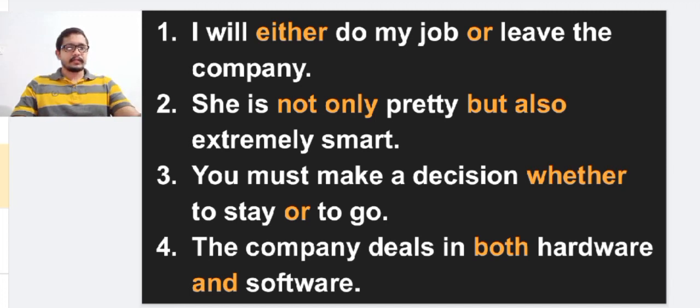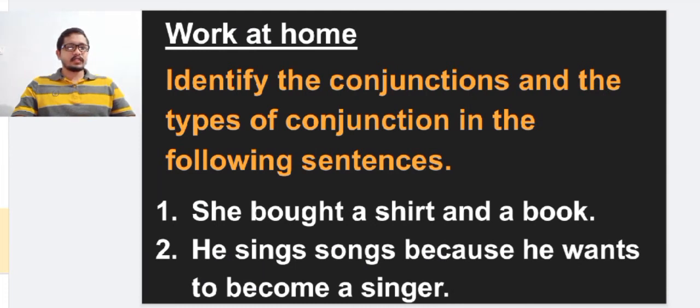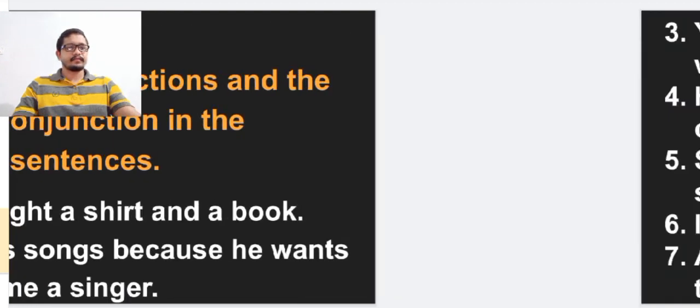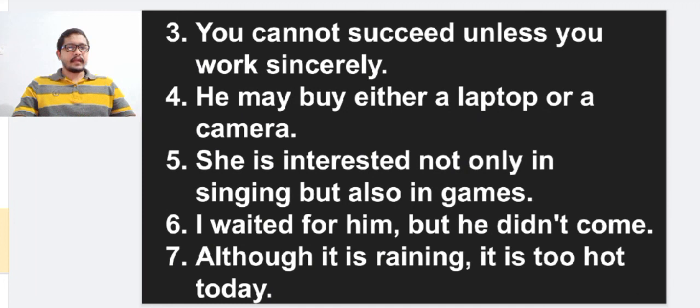It's very important. Now let us see some practice work at home. Identify the conjunctions and the types of conjunction in the following sentences. The first one: she bought a shirt and a book. He sings songs because he wants to become a singer. You cannot succeed unless you work sincerely. He may buy either a laptop or a camera. She is interested not only in singing but also in games. I waited for him but he didn't come. Although it is raining, it's too hot today.